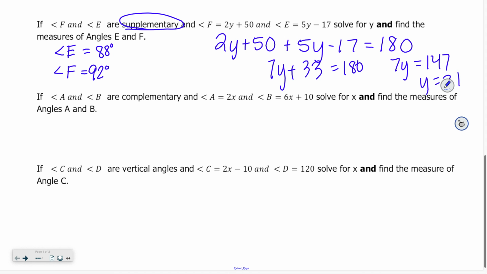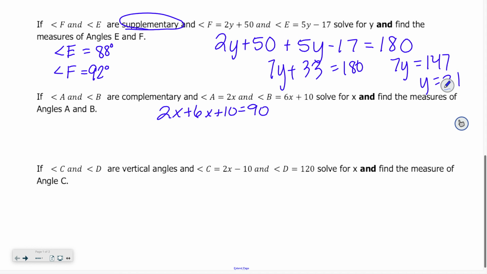All right, what's your keyword in number two? Complementary. So what do we do with complementary? Equals 90. So 2x plus 6x plus 10 equals 90. Then you can solve and plug back in.